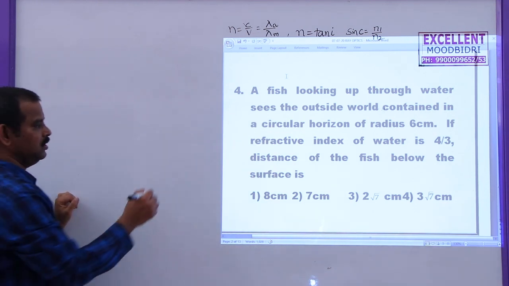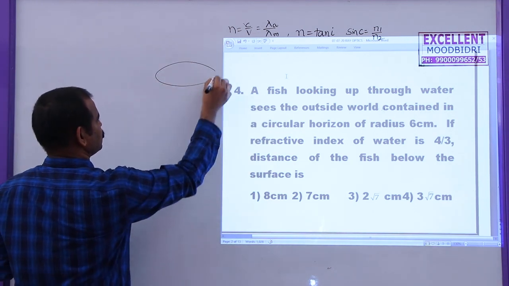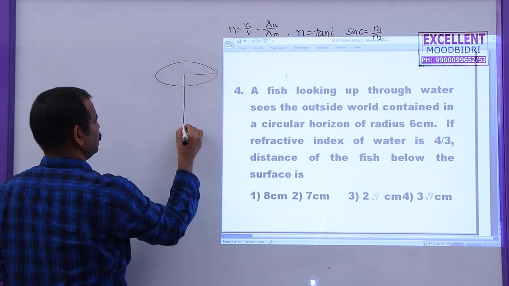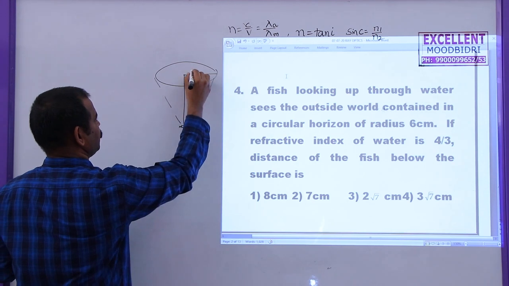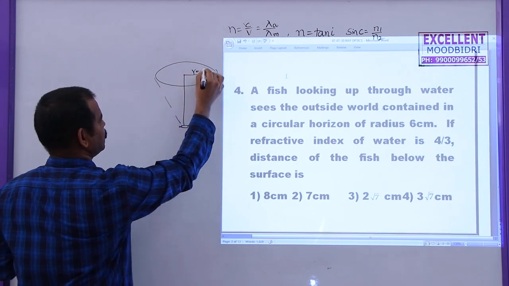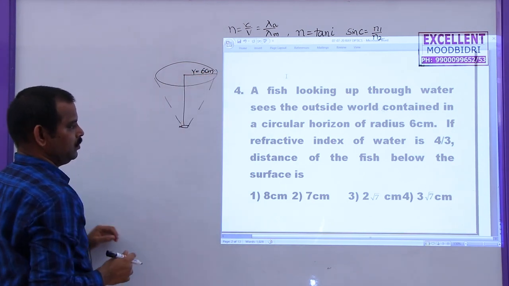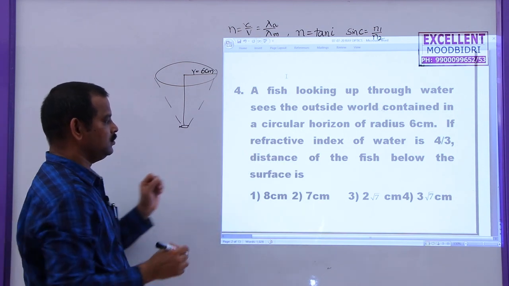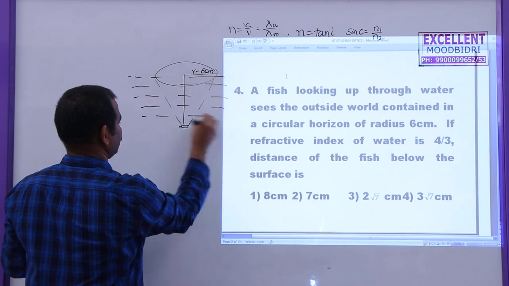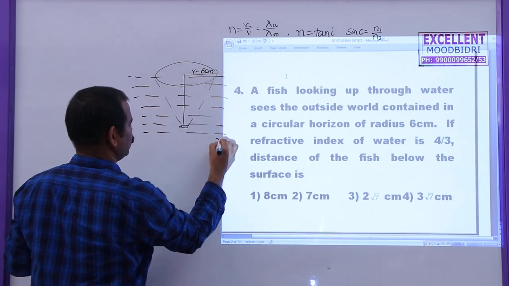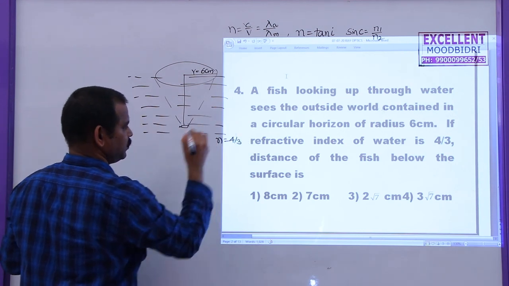Fourth one: a fish looking up through water sees the outside world contained in a circular horizon of radius 6 centimeters. So this is the circular horizon, and a fish is seeing this outside world through a circular horizon of radius equal to 6 centimeters. If the refractive index of the water is 4 by 3, so this fish is inside water here. So this is water whose refractive index is N is equal to 4 by 3.